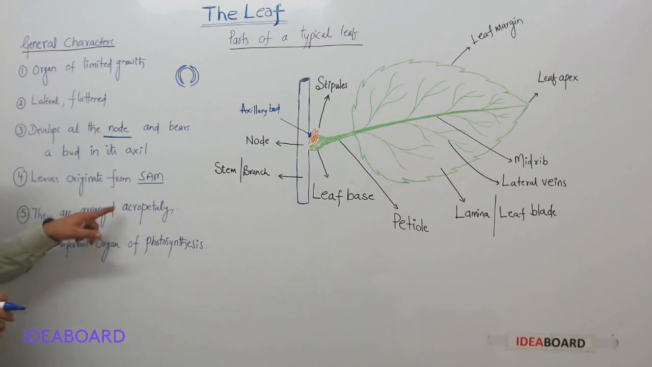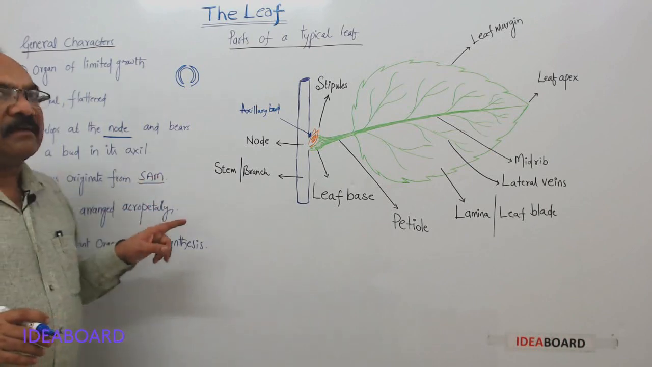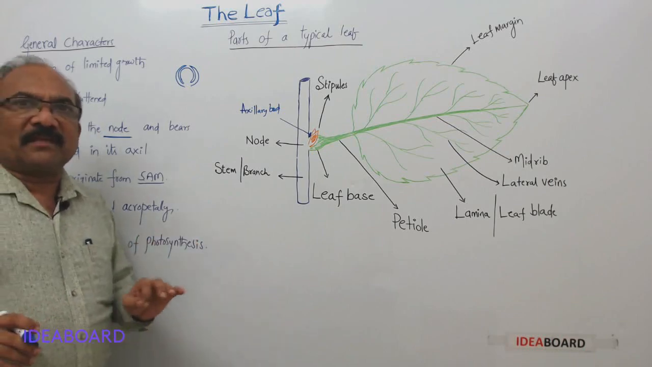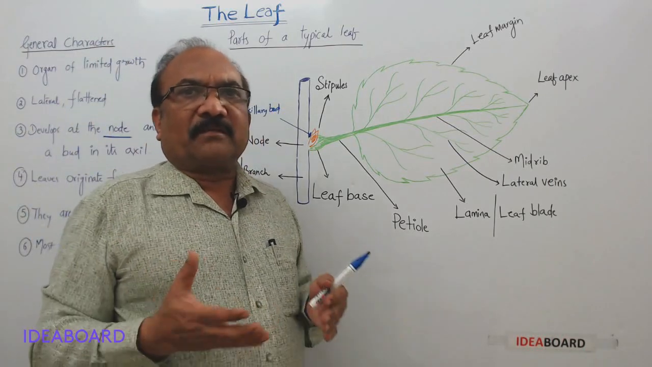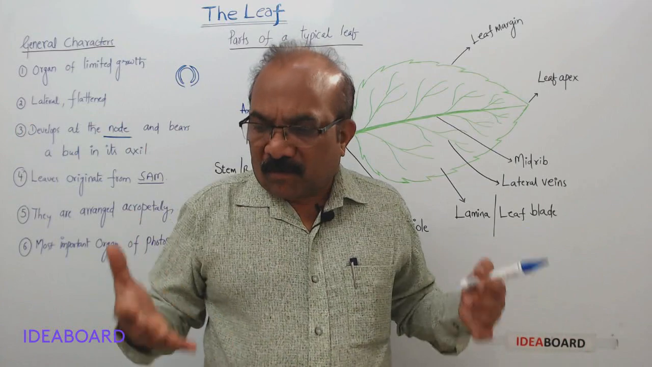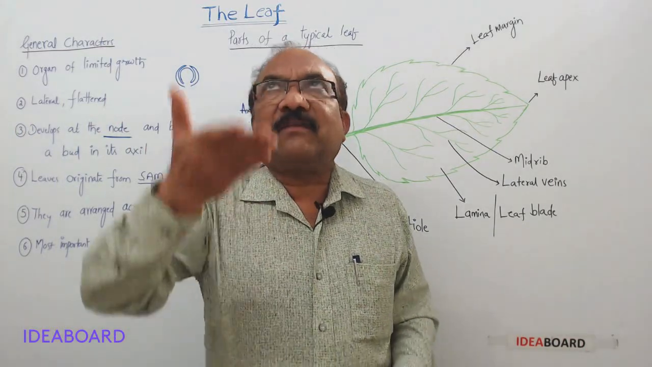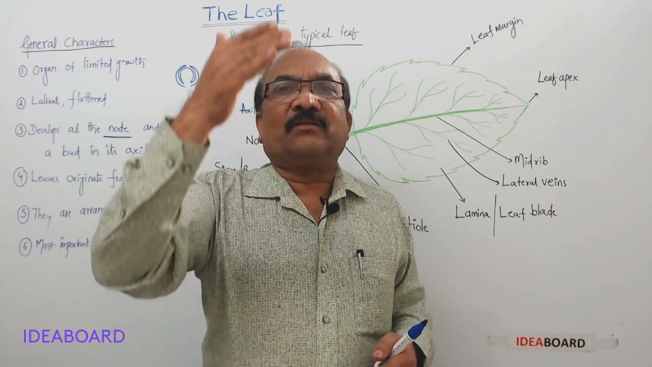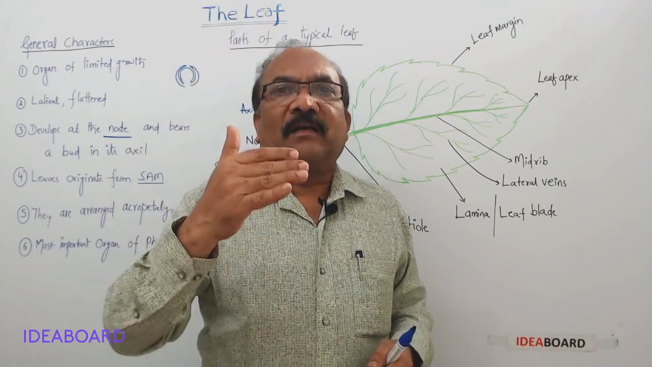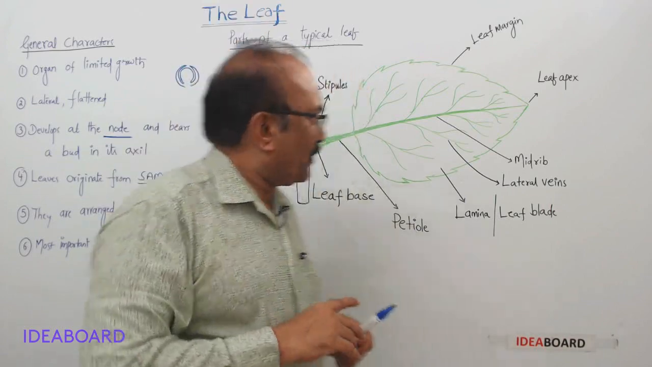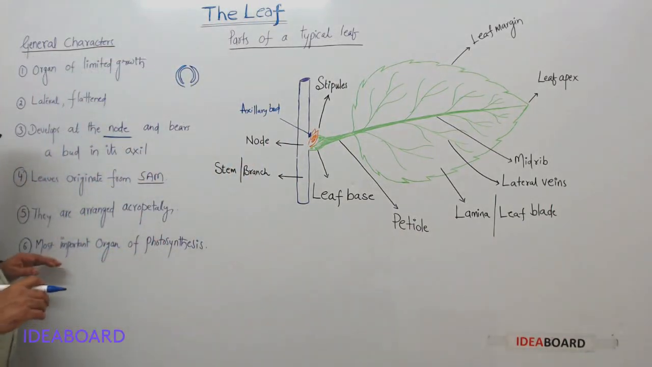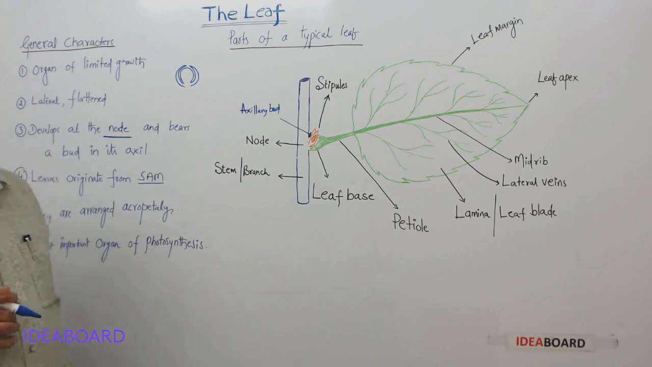They are arranged acropetally, or in acropetal succession. What is the meaning of this acropetal succession? The simple thing is that the older ones are at the base and the younger ones at the apex. This is called acropetal arrangement or acropetal succession. So that is the fifth character, and the sixth character everyone knows.